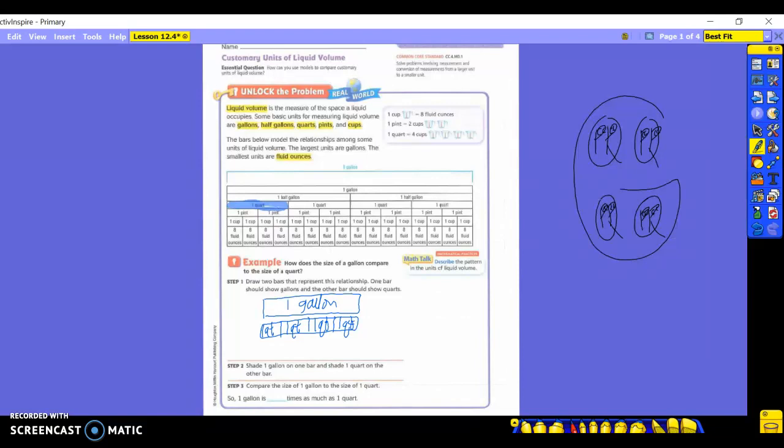Have you got that drawn? Which probably looks better than mine. Mine's kind of sloppy. And then let's look at step two. Shade 1 gallon on one bar and shade 1 quart on the other.